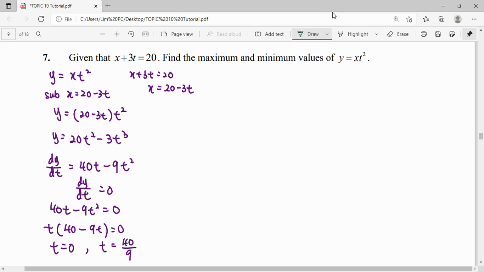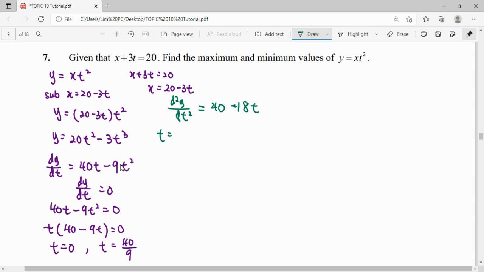So we will use our second derivative test. We are going to differentiate this. Use the second derivative test to test out these critical values. So differentiate 40t, we get 40. Differentiate this, power move to the front, we get negative 18t.